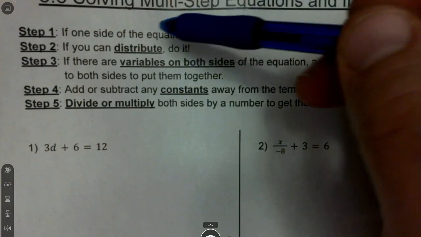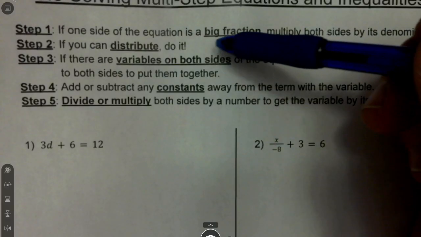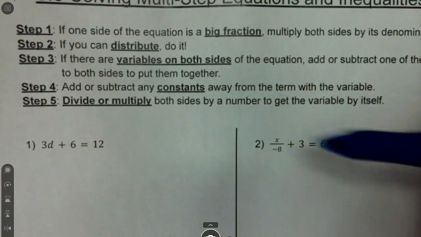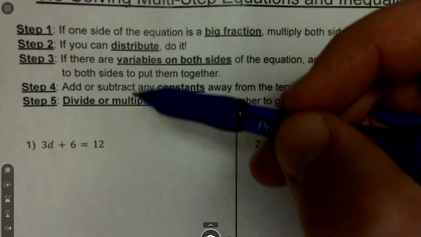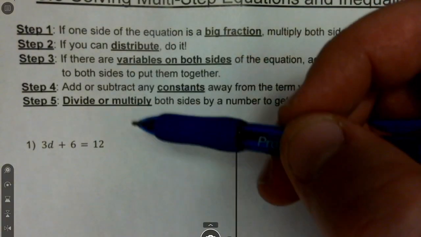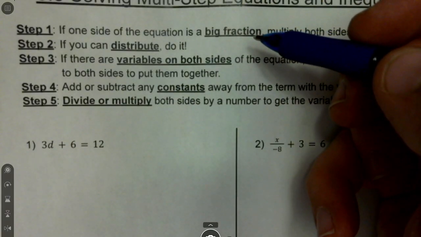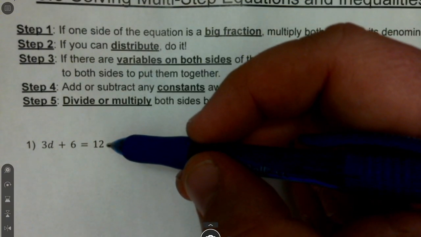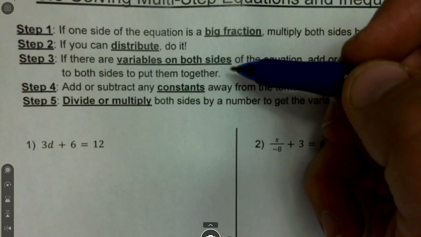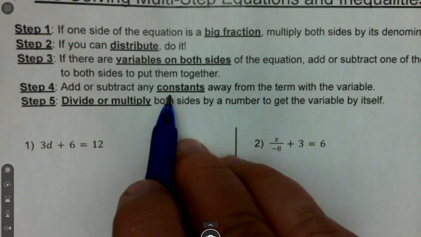So getting these in your brain, even if you just remember big fraction, distribute, variables on both sides, constants, divide or multiply. That should be a lot easier to put in your brain than all these many words. But you won't do all 5 of these steps most likely, but you'll need to check all of them as you do each one. So in number 1, for example, I say, okay, definitely no big fraction, no fraction at all. Can't distribute on this one, there's no parentheses. There's also not any variables on both sides. So while we need to check steps 1 through 3, it's not step 4 until we actually do anything.